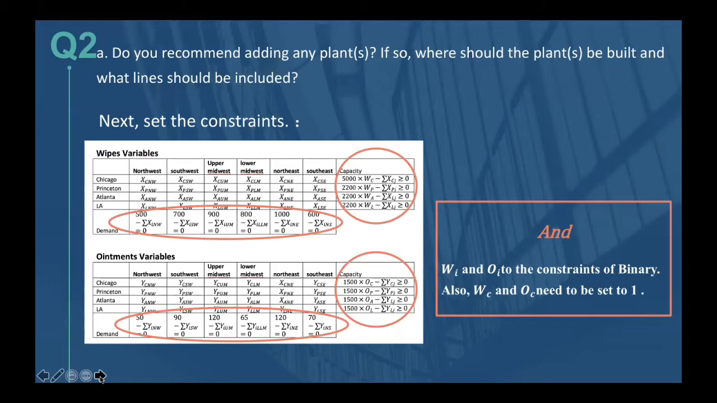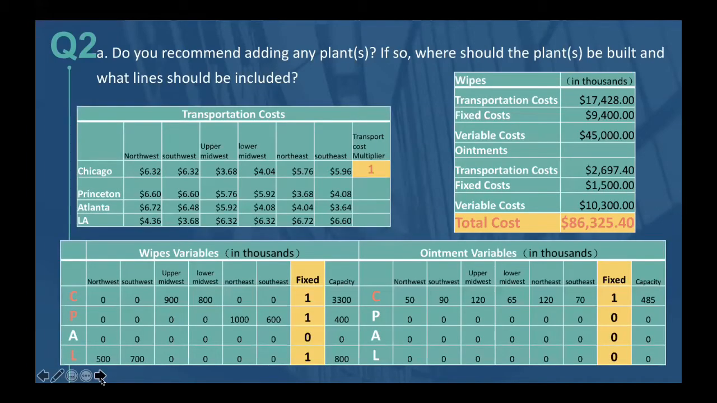WC and OC need to be set equal to 1 because the plant in Chicago already exists. According to the above conditions, the Excel data analysis model is established. Thus, transportation rates at different prices are considered respectively, and the conclusions are as follows.